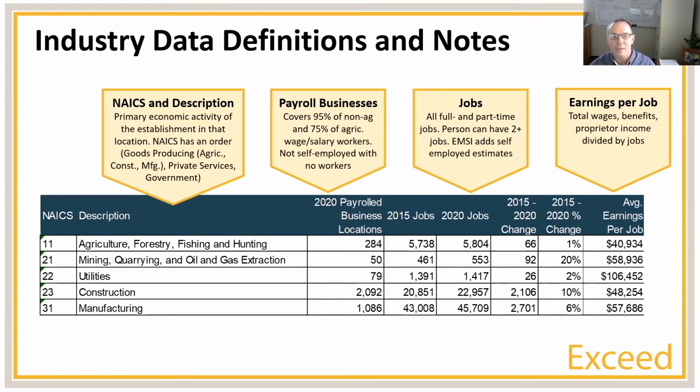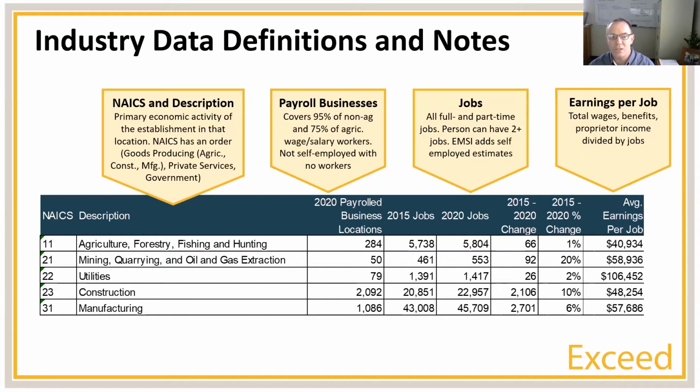For jobs, we have 2015 and we have 2020 jobs. Jobs are full-time and part-time jobs, so it's the whole group of that. A person can also have multiple jobs. So you can have a job at a fast food place in the evening, for example, and also work your day job at a manufacturing plant. So it's not an actual count of people, it's a count of jobs. And so those are the jobs that are there.